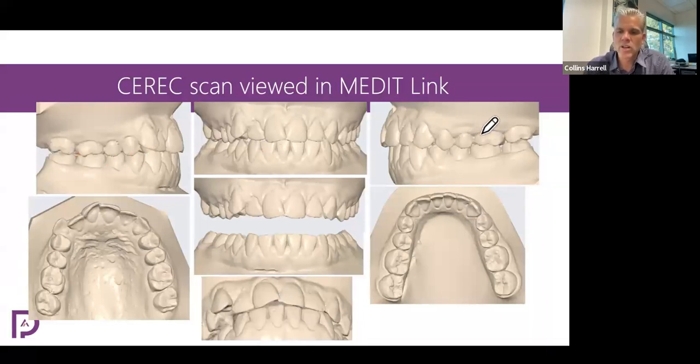And over on the left side, we're closer to class 1, but even on the left side, it's not a perfect class 1. We still have maybe a millimeter of class 2 on the left side. Okay, so there definitely is some class 2 dentally in this case.